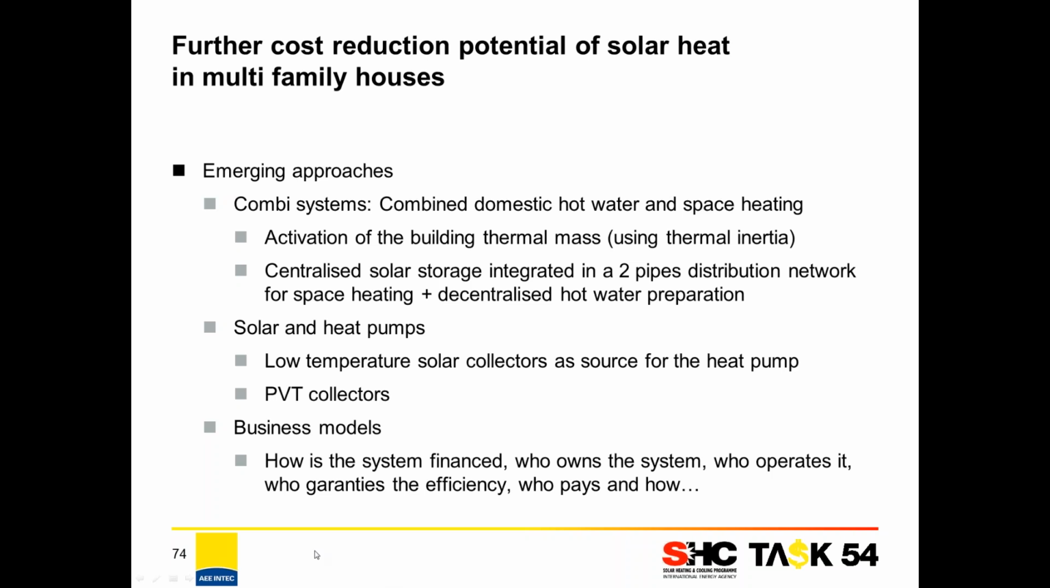Combinations of solar and heat pumps are also interesting, where collectors can be the source for the heat pump, or using hybrid PVT collectors, photovoltaic and thermal collectors. And about business models, I want to say that solar thermal and renewables are sometimes already more cost-effective than conventional systems, but business models don't necessarily indicate that or make this visible, because the cost structure of renewable energy is different. So innovative business models can help make this cost advantage visible.